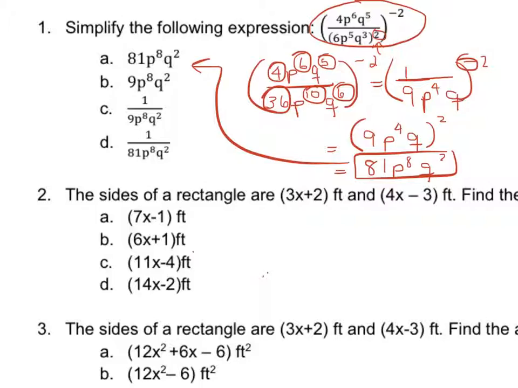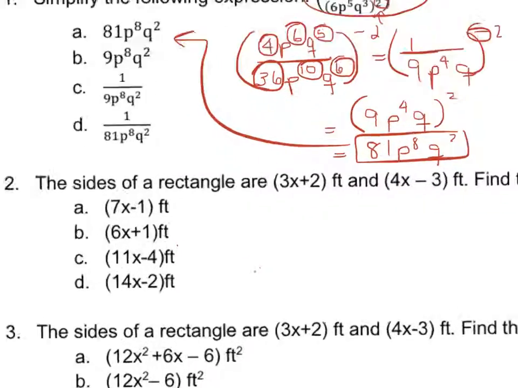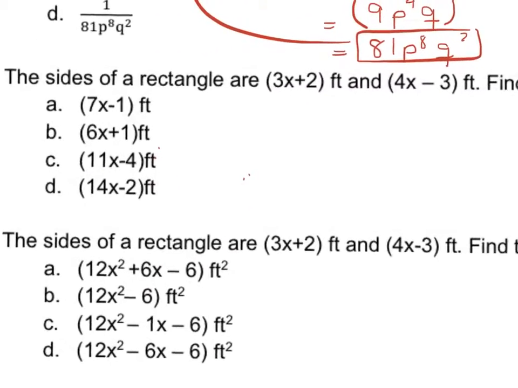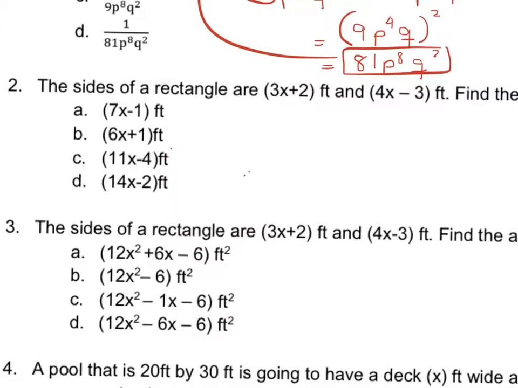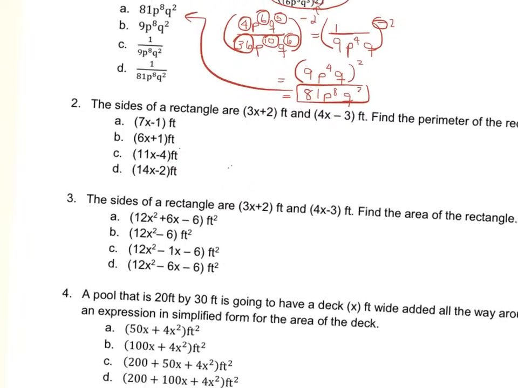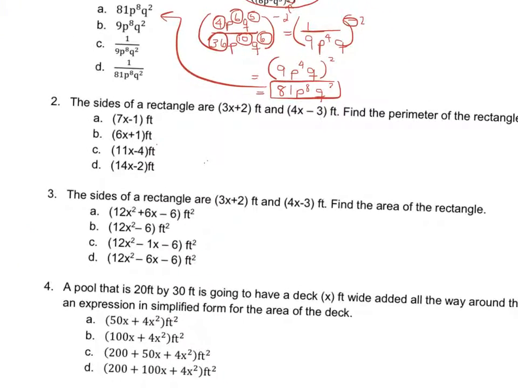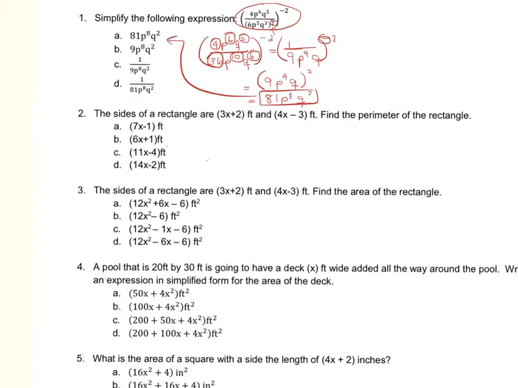Alright, so let's move on to the second problem here. And there it is. Just got to get it all in there so you can see it. Let's find the perimeter of the rectangle, and they tell us its sides, 3x plus 2 and 4x plus 3. Correct that, 4x minus 3.